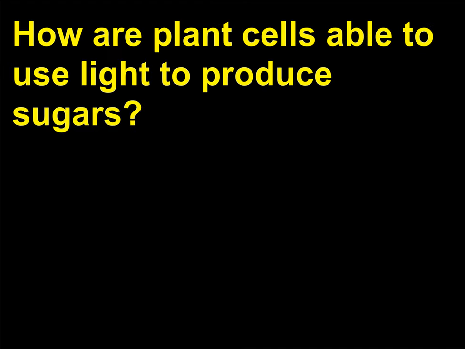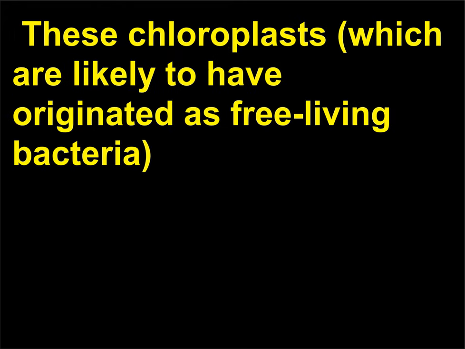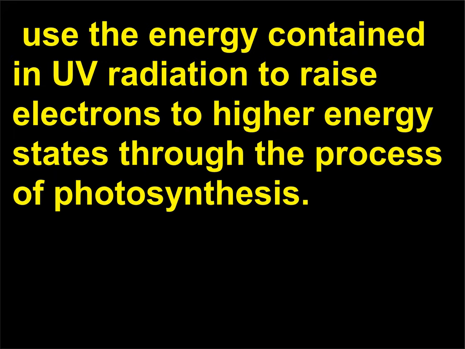How are plant cells able to use light to produce sugars? Plant cells use chloroplasts to convert light energy to chemical energy, sugar. These chloroplasts, which are likely to have originated as free-living bacteria, use the energy contained in UV radiation to raise electrons to higher energy states through the process of photosynthesis.